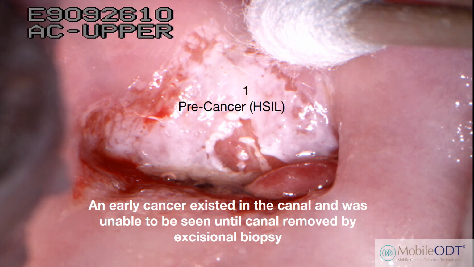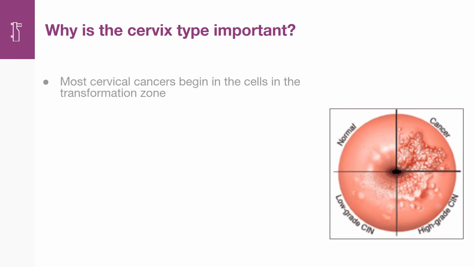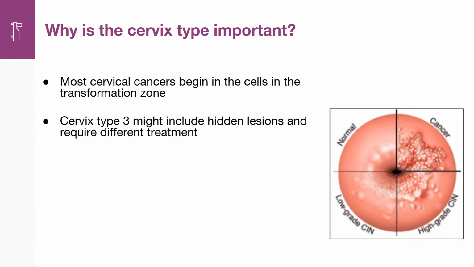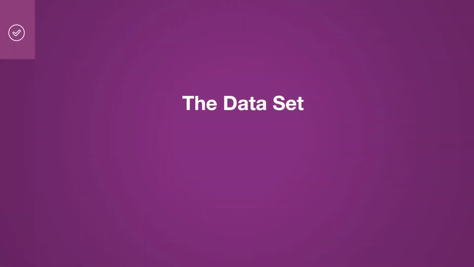So why is it that cervix type classification is so important? Well, since most cancerous lesions evolve in the transformation zone, knowing if part of the transformation zone is hidden is critical. And like acetowhitening, detecting cervix type is highly dependent on the care provider experience. Automating this process has a tremendous importance. Now let's understand the dataset that you received.